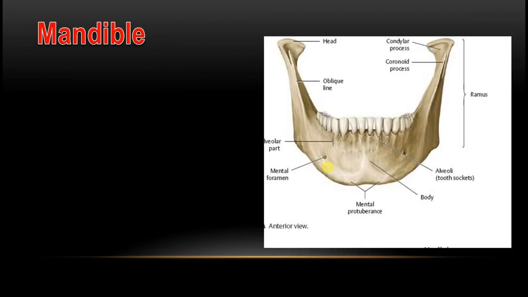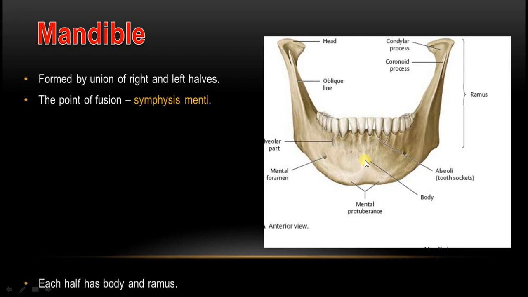Okay. So next, coming to a very short description of the mandible. The mandible is also called the lower jaw. It consists of a body of the mandible, which is united in the center by the joint called the symphysis menti. The right and left halves are united by the symphysis menti, that is the joint in the midline. After fusion, it is called the mental protuberance, the point of fusion.